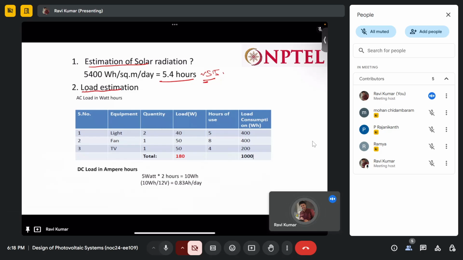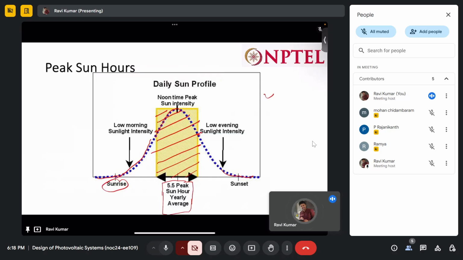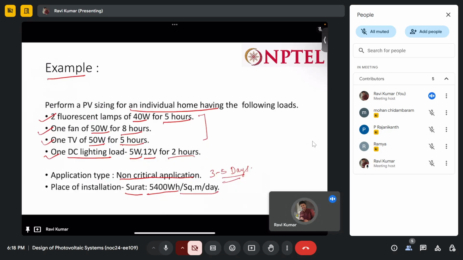First of all, you have seen that we have two types of load. These are the AC loads, and these are the DC loads. From these AC and DC loads, how much battery do we require? That we need to identify first. What is the sizing of the battery which we require?